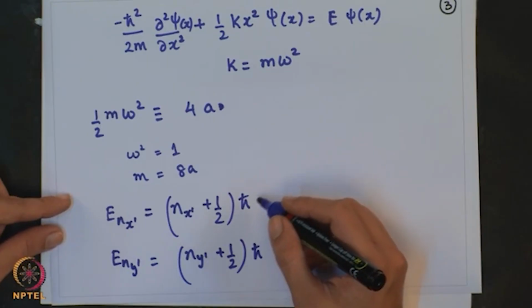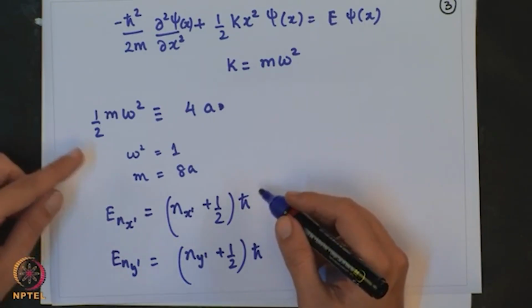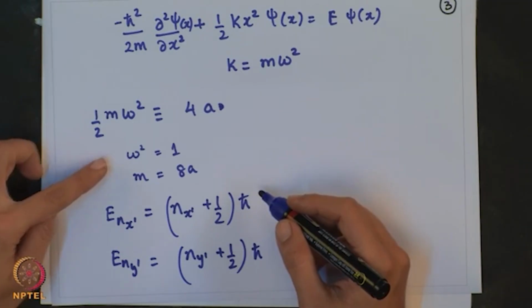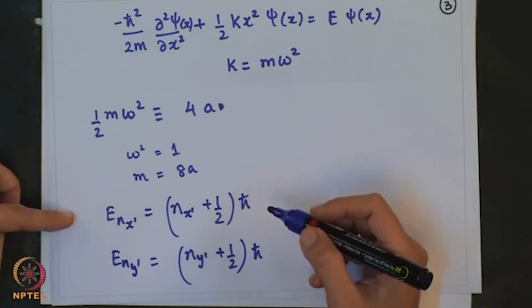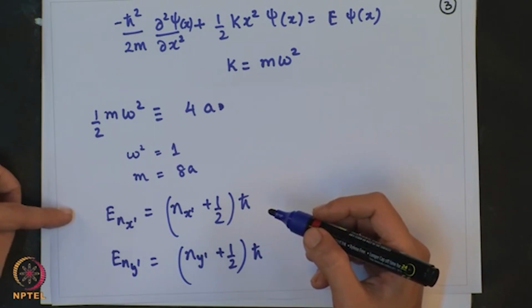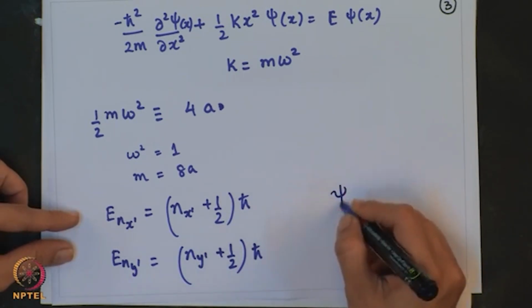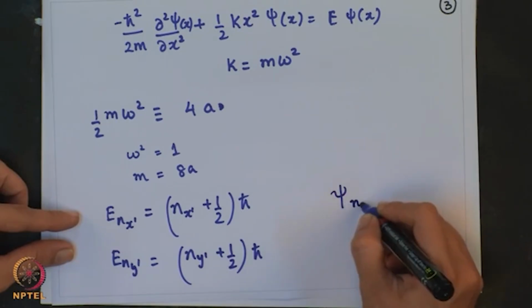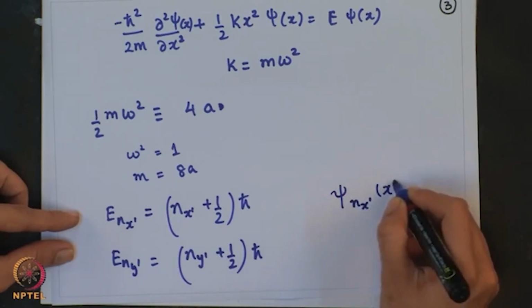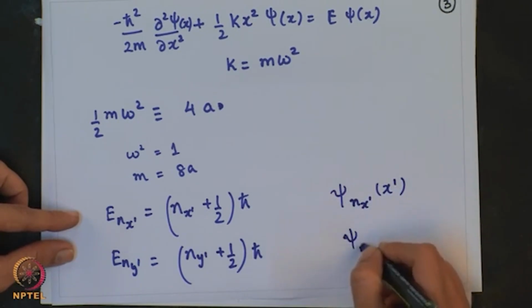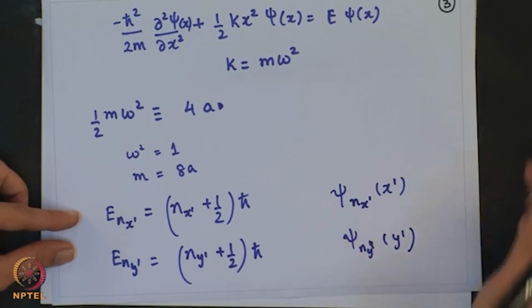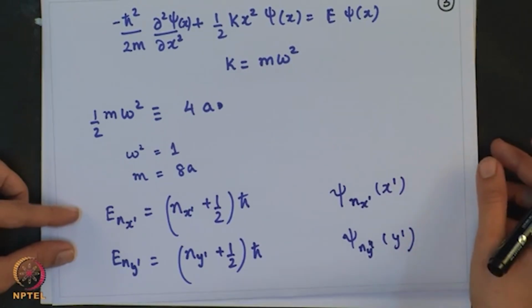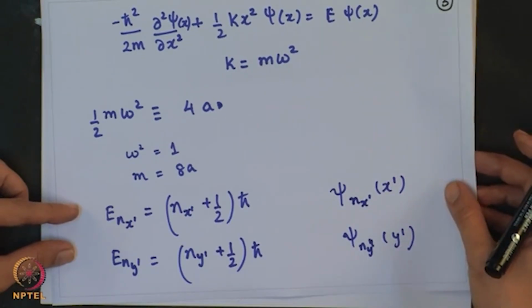And our omega here is 1. If we assume omega to be 1, then this is the expression we obtain. And the corresponding wave function is ψ_{n_x' n_y'}(x', y'). These are the corresponding wave functions for this particle.